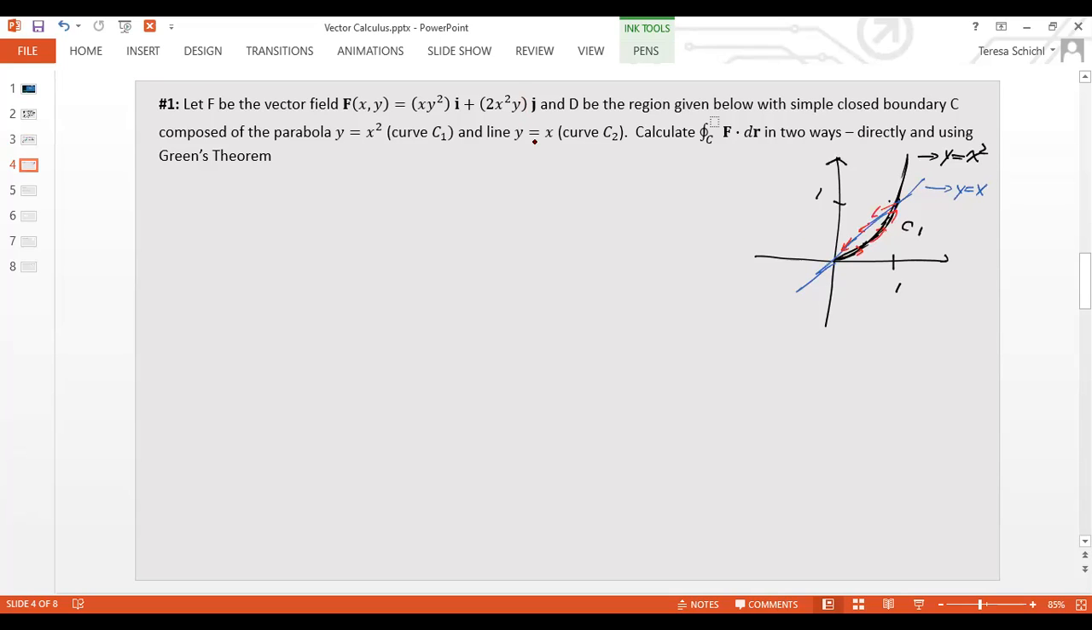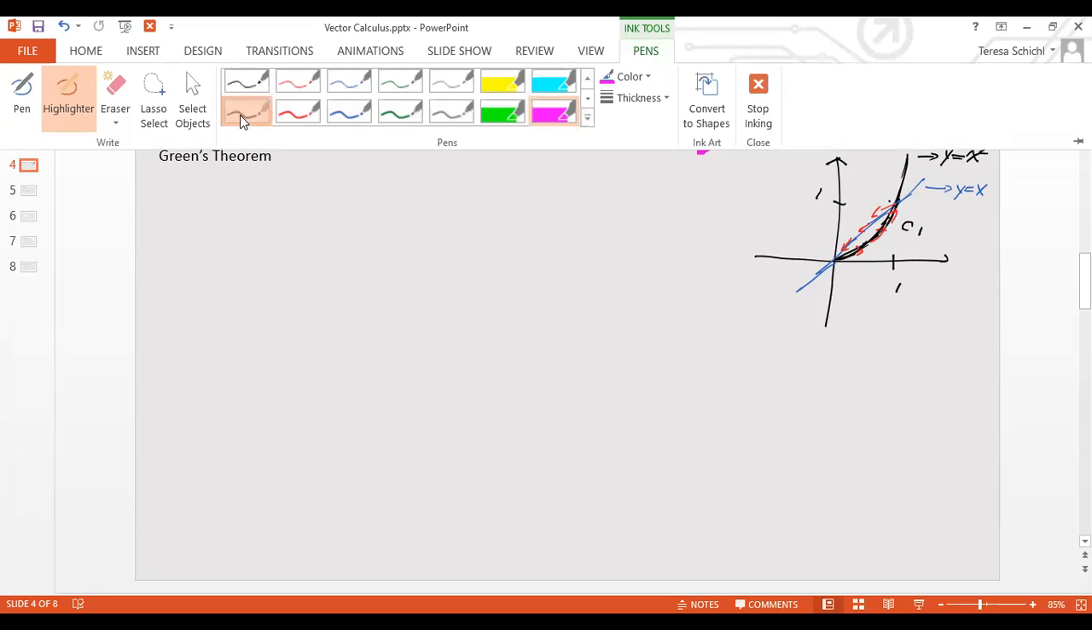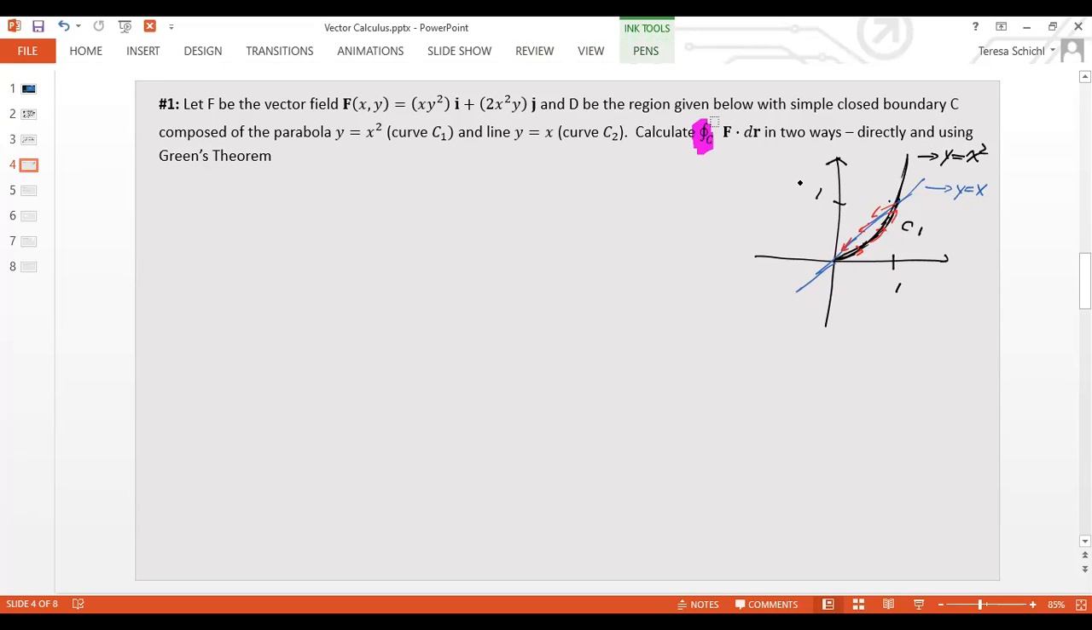So I'm going to evaluate the integral of F dot dr. Because of this notation, they tell you that I'm going with the positive orientation, which means counterclockwise. And now it's F dot dr, so let's use the two methods here.